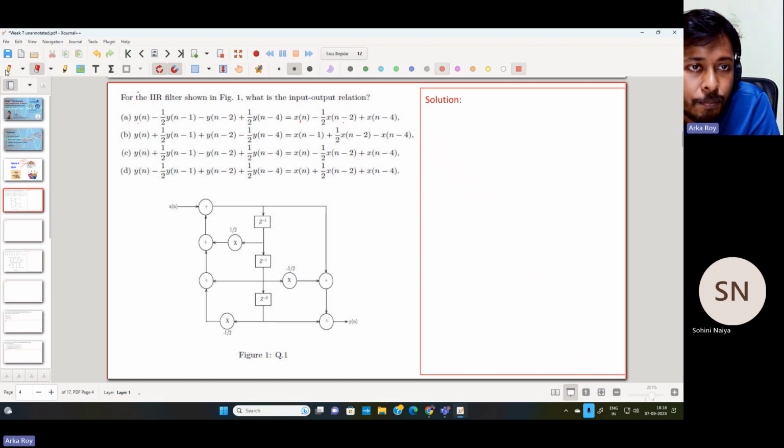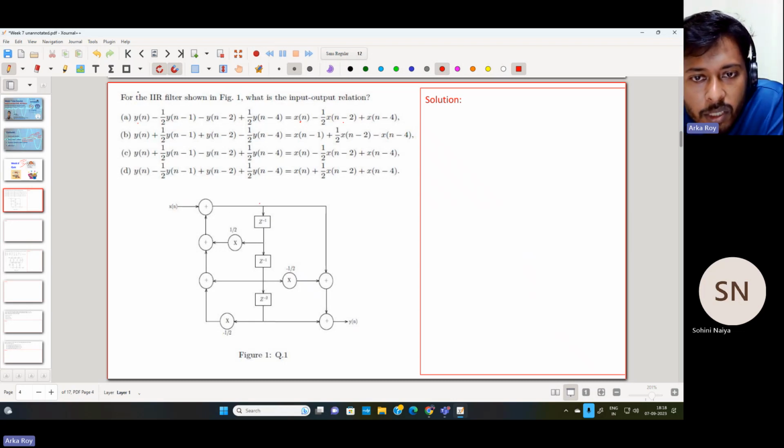Given this system, we need to find the relation between y[n] and x[n]. There will be several terms related to the past versions of the output as well as delayed versions of the input itself. Let us start solving this question. Let v[n] be the intermediate signal. Instead of going with x[n] directly, let me consider v[n] as another intermediate signal going to the output side. It's a combination of v[n] and x[n] that gives the output y[n].